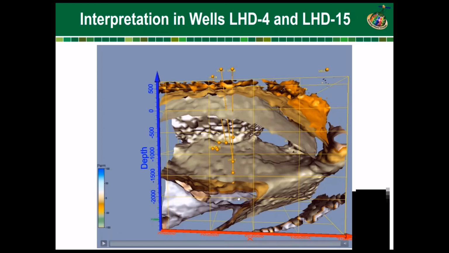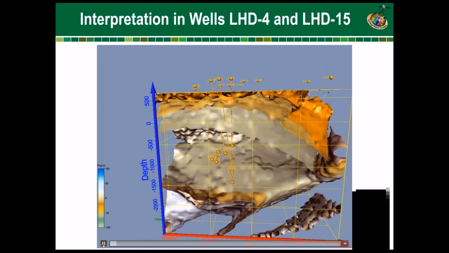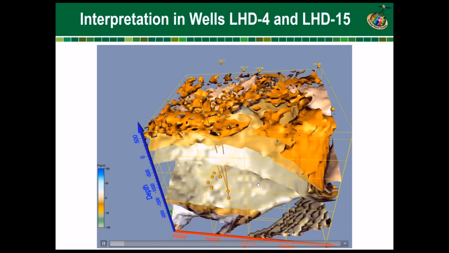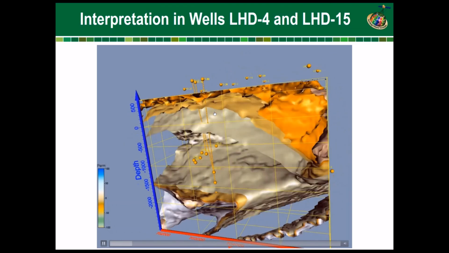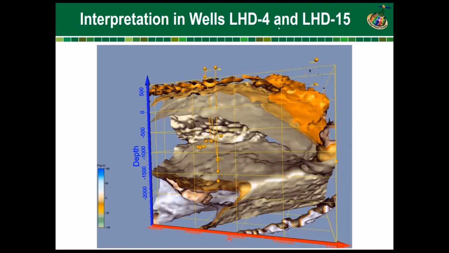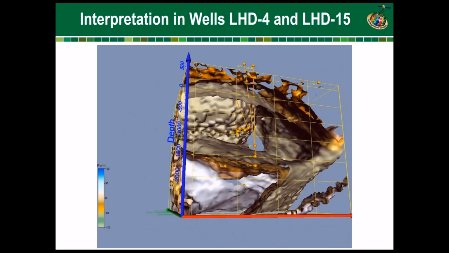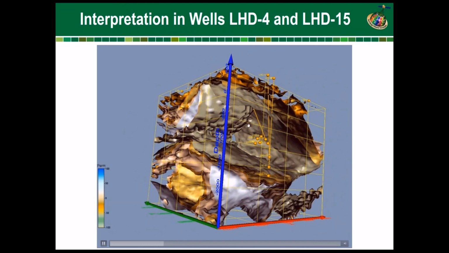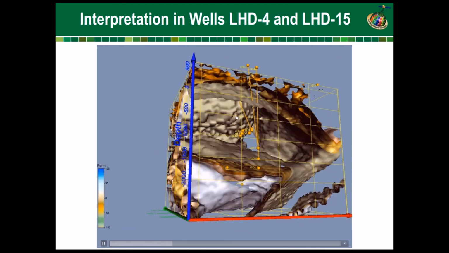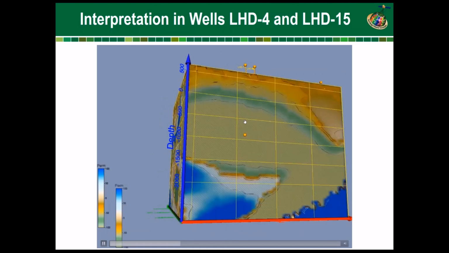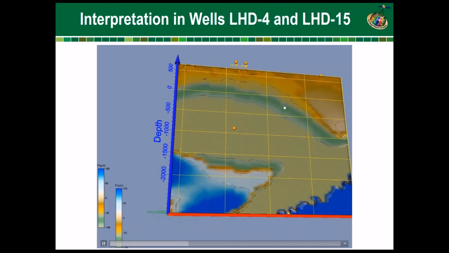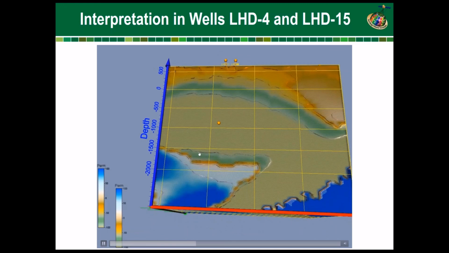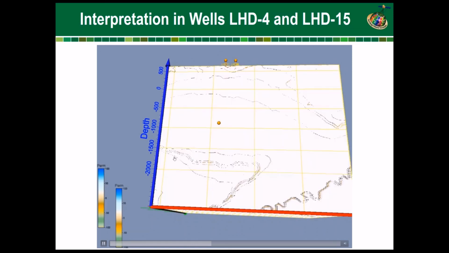Let's take a look one more time at wells LHD4 and LHD15. We could clearly see that permeability within the wells LHD4 and LHD15 right here is medium. It's a medium permeability area. There's some tight rock above it, and there's also some tight rock below it with a very high permeability area at the bottom of it.